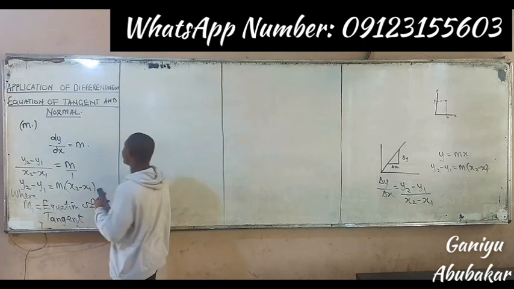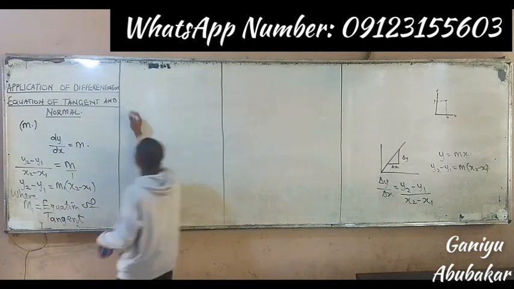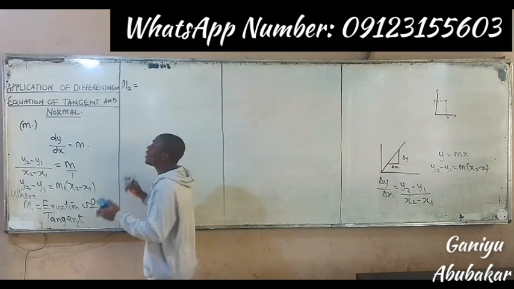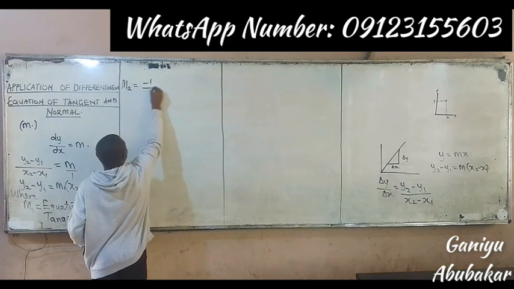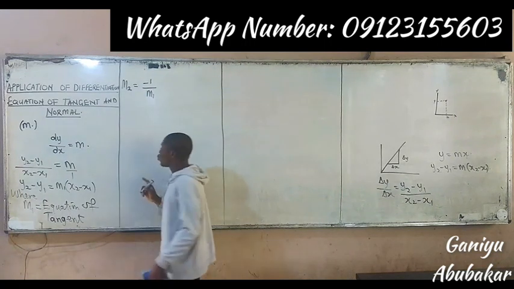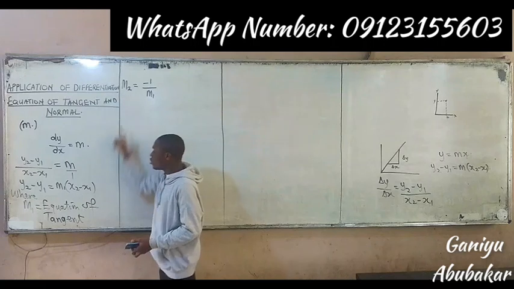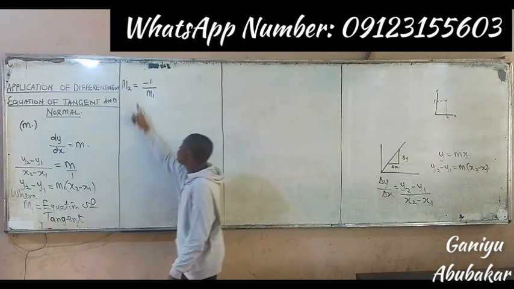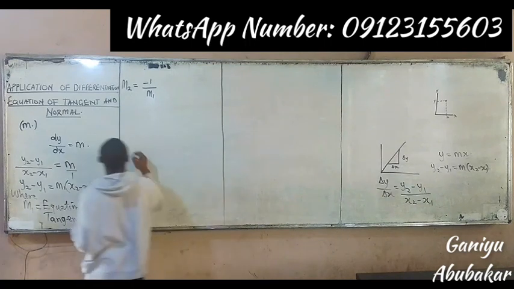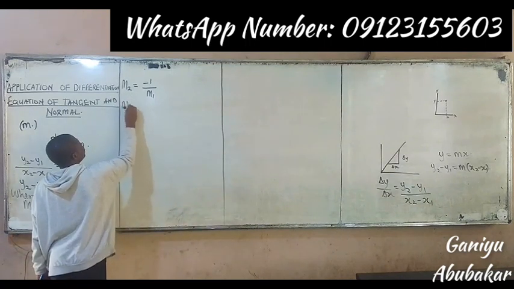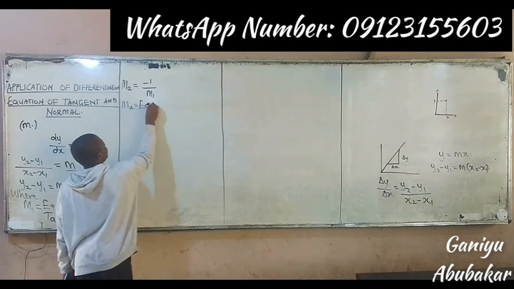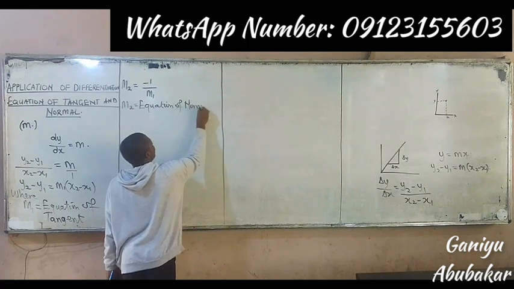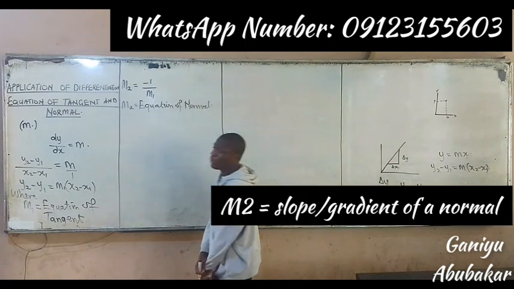What's normal? Note that the gradient of a normal is called m2, and m2 is simply the negative inverse of m1. So to get m2, note that m1 is simply for the equation of tangent, while m2 is simply for the equation of normal.